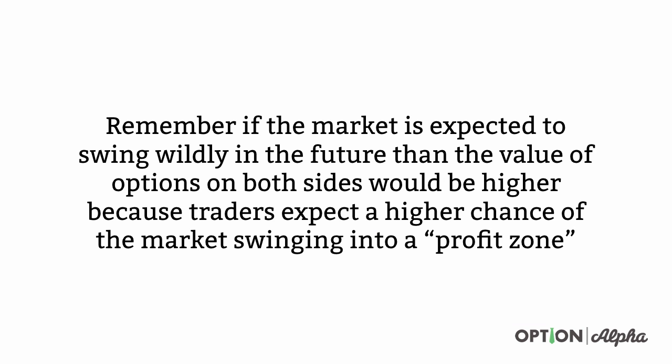Now remember, if the market is expected to swing wildly in the future, then the value of all options on both sides would be higher because traders expect a higher chance of the market swinging into a profit zone. Okay, so most people don't understand this, but they assume that it works just on one side. So if volatility goes up, then put options go up in value. No, all options go up in value because the market is assuming more volatility across the board. It doesn't necessarily say which direction that volatility is going to go. So all options go up in value because they might be worth more money if the market's swinging really wildly.